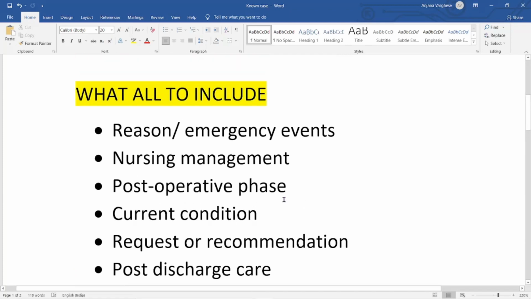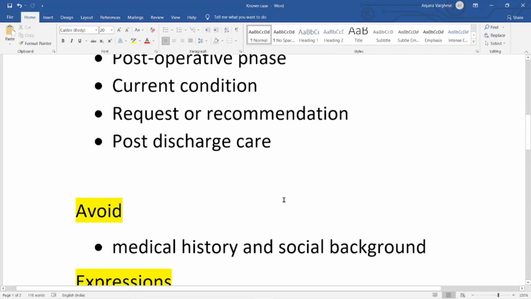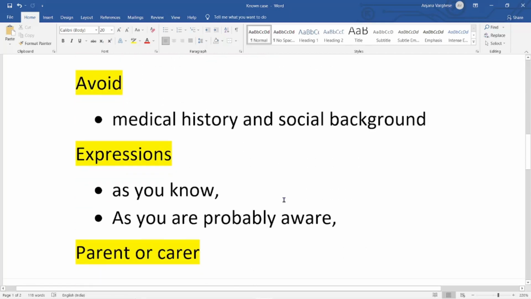So how to remember this in a better way? I have given you a list of what to include, but it might be difficult, so in short you only have to remember what to avoid. It saves your time. You shouldn't include medical history and social background. Medical history, because the GP already knows the patient, that's the reason. Social background also, they already know, that's the reason.